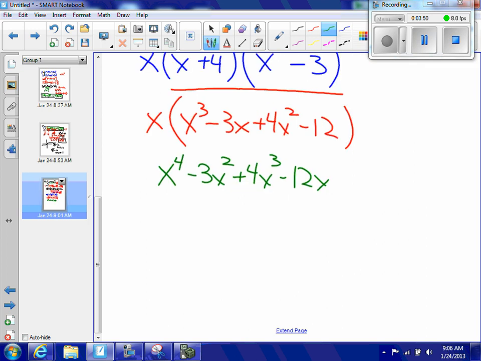And if I want it in standard form, it has to be highest power to lowest power: x to the 4th plus 4x cubed minus 3x squared minus 12x.